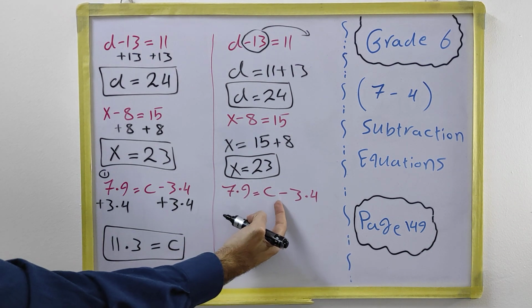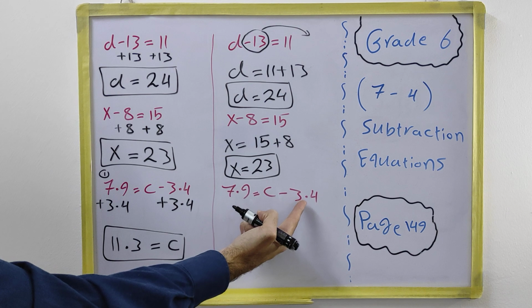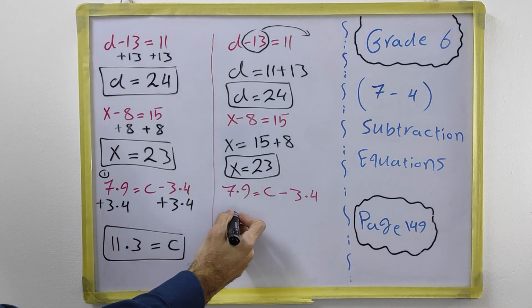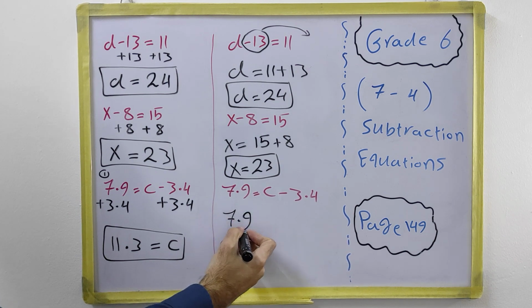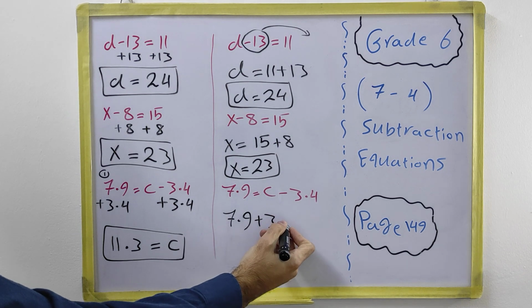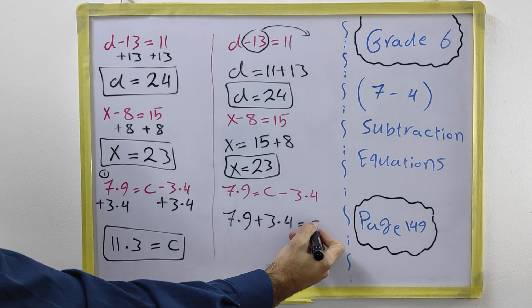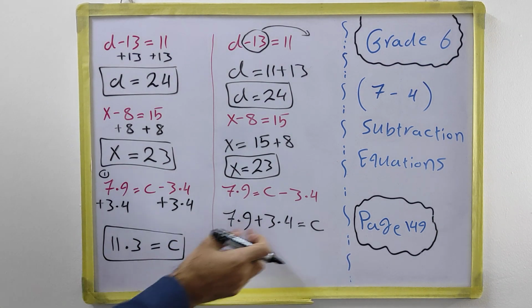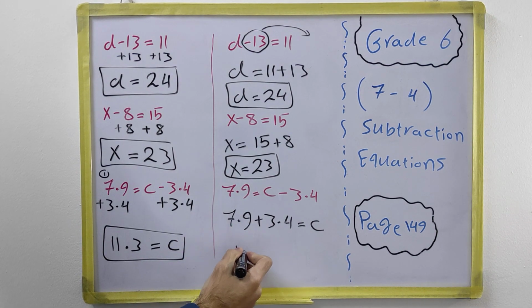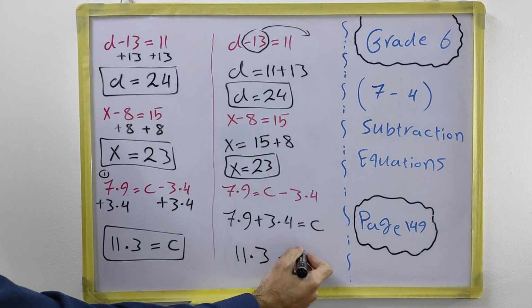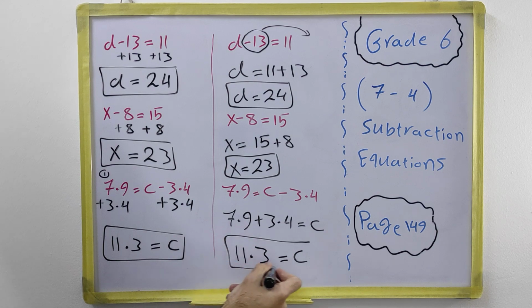In this case, in the other way, we move it to this side. The same thing. 7.9, it's minus 3.4, we'll make it plus 3.4 equals C. 7.9 plus 3.4, we know it is 11.3 equals C, or C equals 11.3.